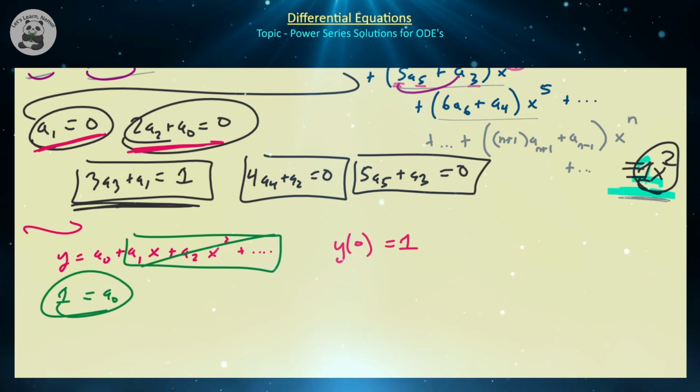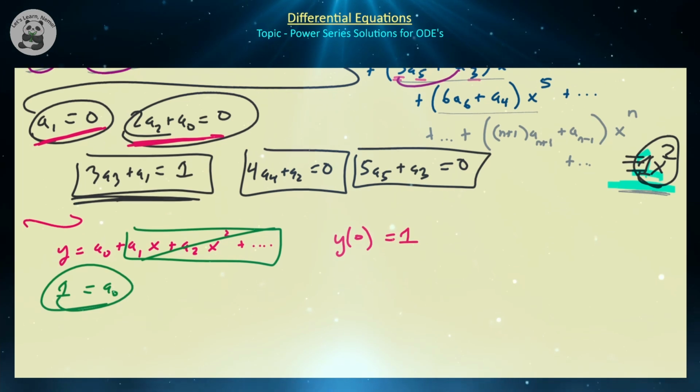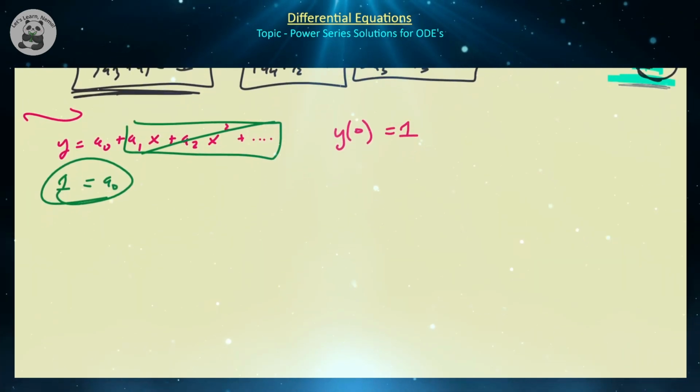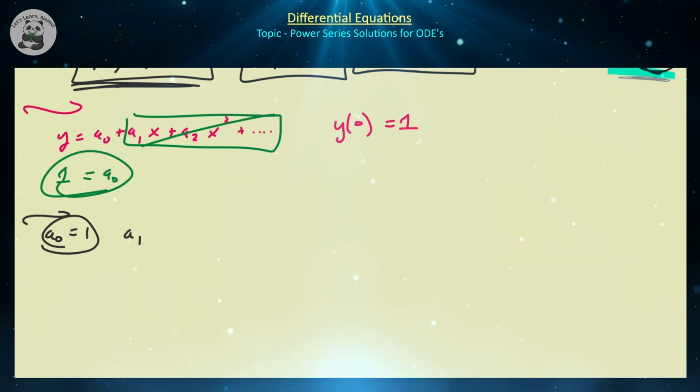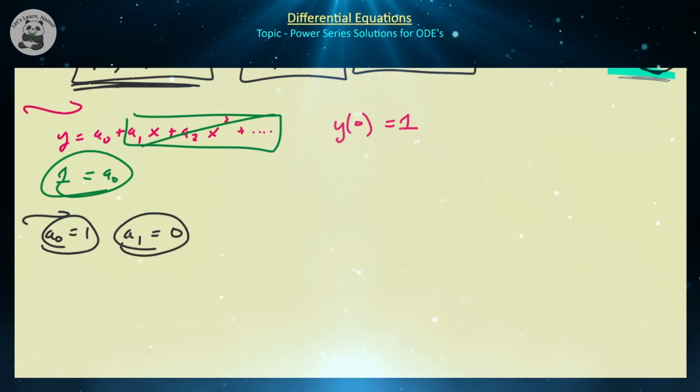So use your initial condition to get any constants if it is possible, especially that a0 term, if you can at least. So we know what a0 is, and we know what a1 is. a0 is equal to 1. a1 came out to, what was a1? a1 was equal to 0. And from here, what do we know?